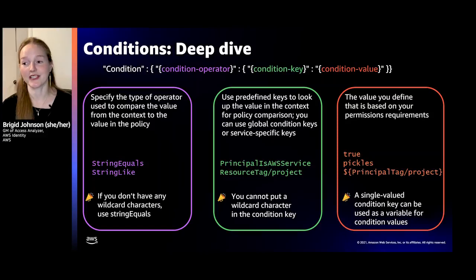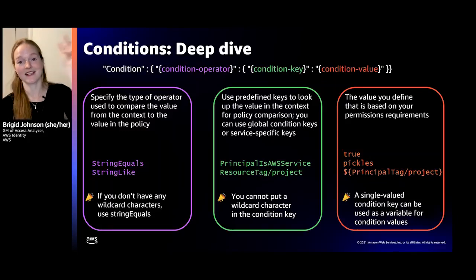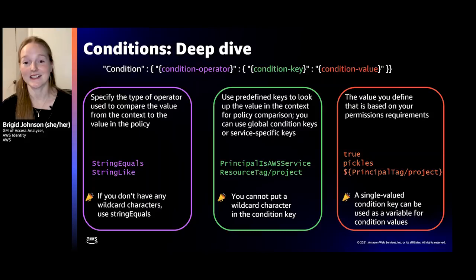And then the third part is your condition value. This is the value you define. This is the value you want to be true. So for example, you would say only allow if principal is an AWS service, or is it true? Or that resource project is pickles. Or, fun fact, you can actually use a single value condition key as a value in the policy itself. We'll talk about multi-value in a second. And this essentially looks up in the context and does a find and replace to compare it. And so you might just want to say, is the resource tag the same as the principal tag?